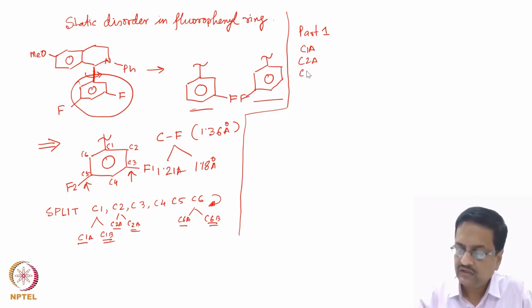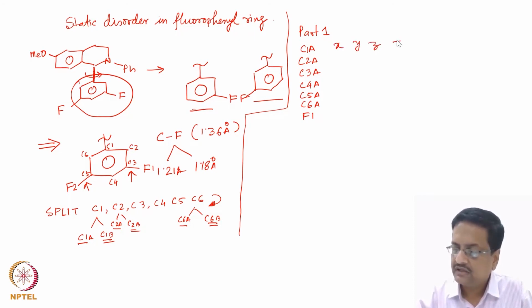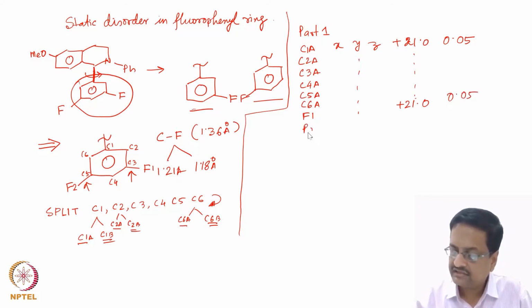C2A, C3A, C4A, C5A, C6A and F1. We call it part 1 and it will have its corresponding XYZ. Then we say it is plus 21.0 and we give the thermal parameter 0.05. So for all of those we will have different coordinates. All will have a plus 21 as the occupancy parameter and 0.5, and then we close it as part 0.